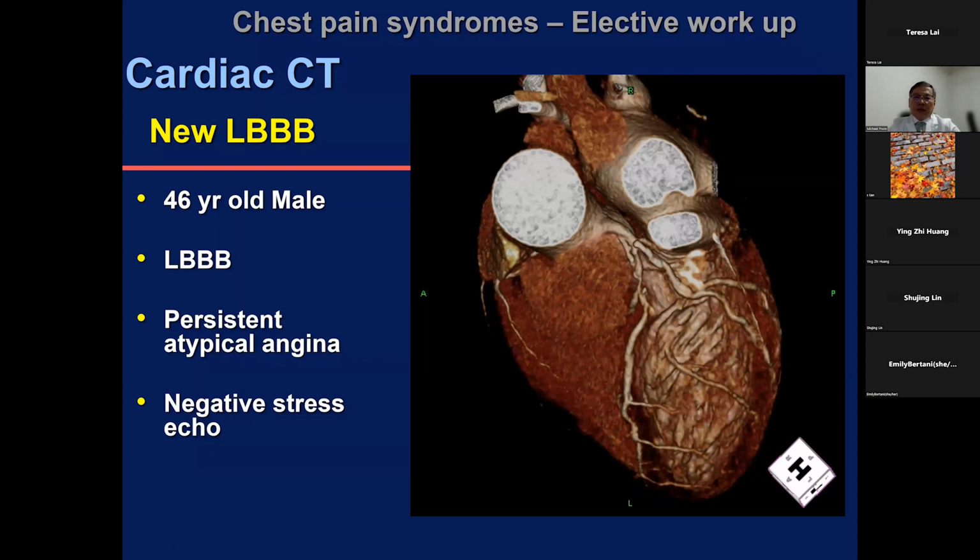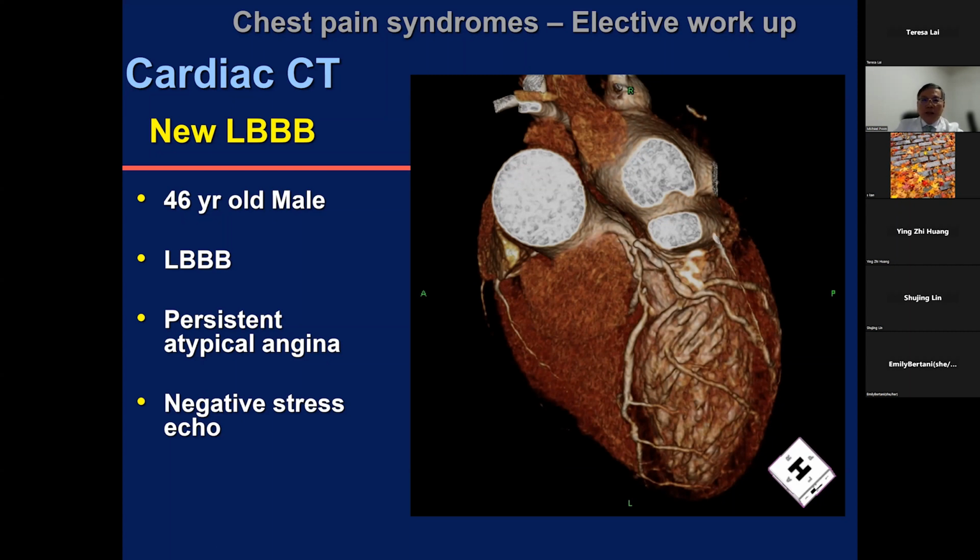Another common question that we face from the PCP is, Dr. Poon, this patient has a new left bundle. I don't know what to do. Should I send the patient to the emergency room? Is this possibly an MI?